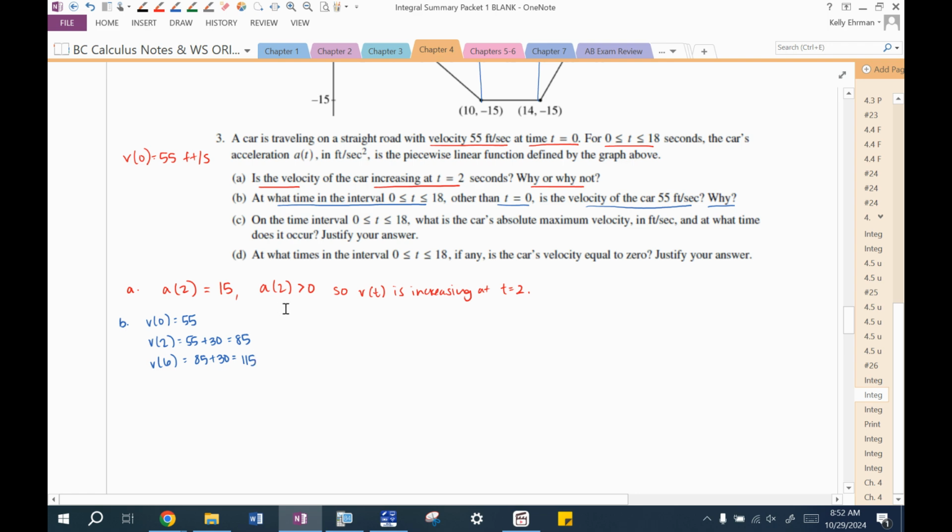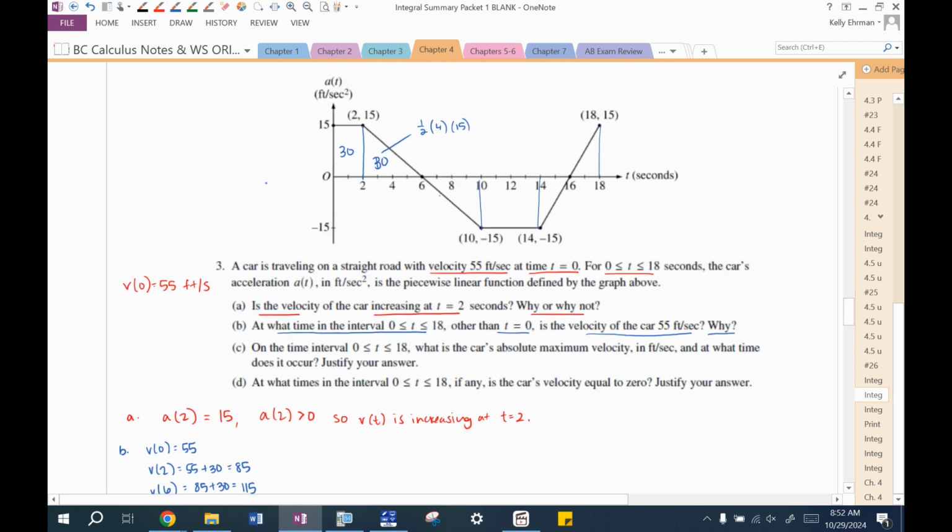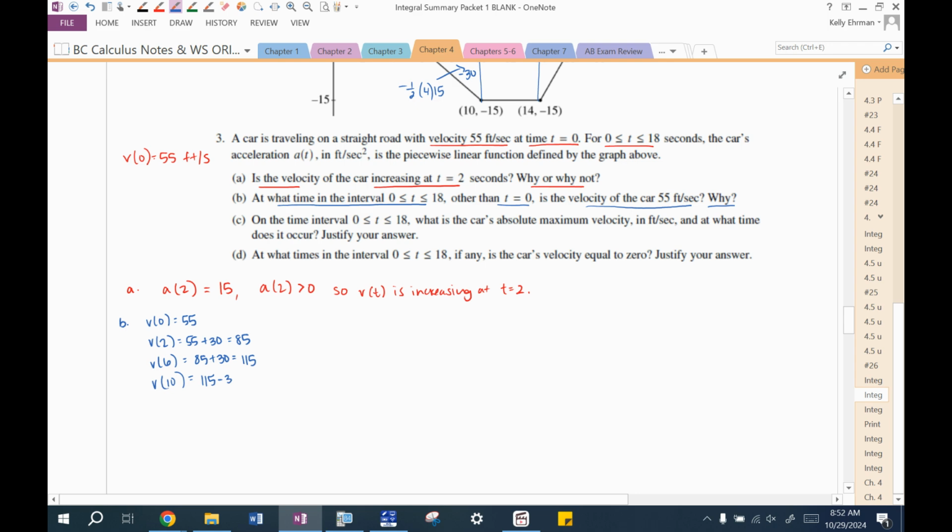All right, so let's see, v of 10? That's 115 minus, what are we going to get for this little area? So this is negative 1/2 times a base of 4 times a height of 15. So that's negative 30. So this brings us right back down to 85.